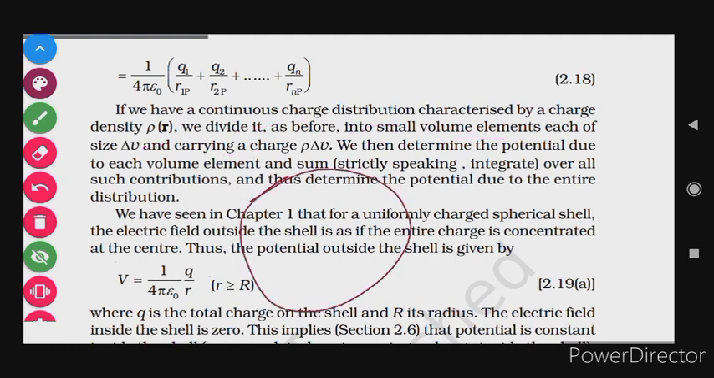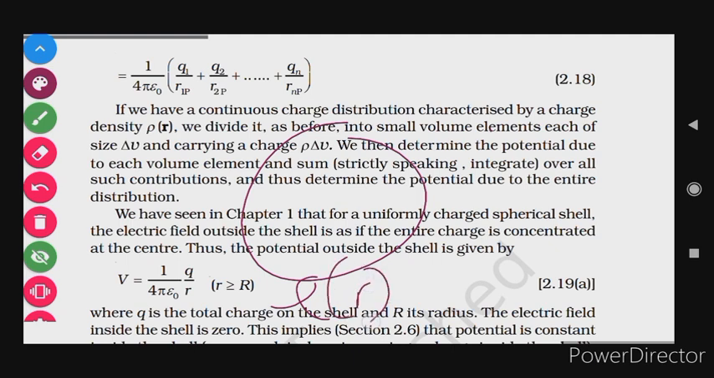Suppose there is a sphere with charge distributed all through its volume. The charge is uniformly distributed all over the volume, and we have to find the potential at some point. So suppose the volume charge density is rho.